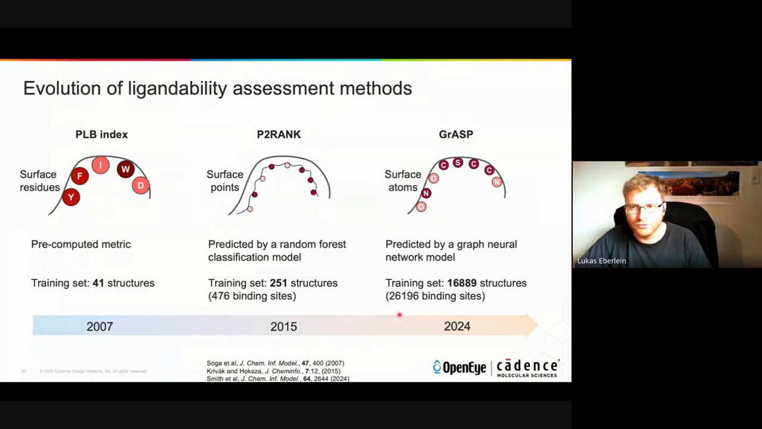And then we have this really cool and new model that came out just last year from the Tivari lab called GRASP. This is a graph-based neural network model which uses surface atoms and was trained on a way larger data set of nearly 17,000 structures and 26,000 binding sites. It's a nice model, but we would like to argue that there are still some issues with this, not because the model is bad, but we think that the training data were not necessarily appropriate to make a ligandability model.